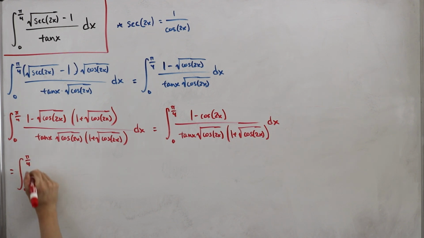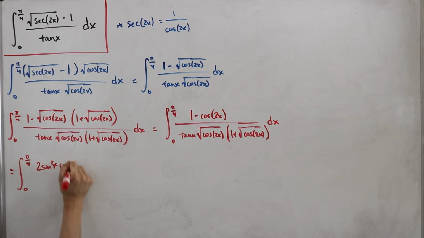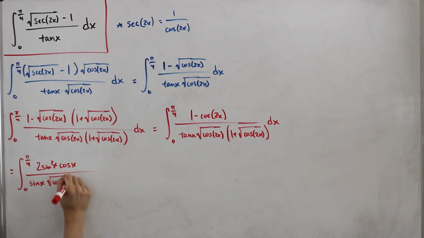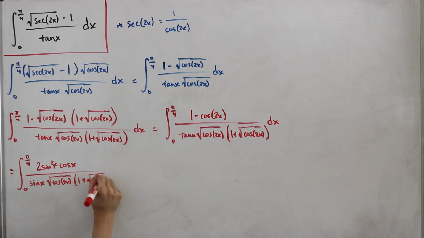So then that will become 2 sine squared of x times cosine of x. Then we divide this by sine of x, and then the square root of cosine of 2x multiplied by the conjugate, so 1 plus the square root of cosine of 2x, and then dx.